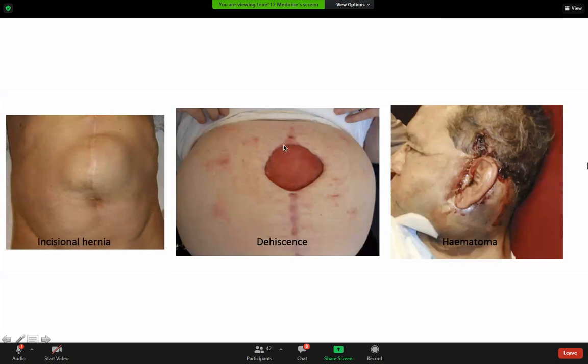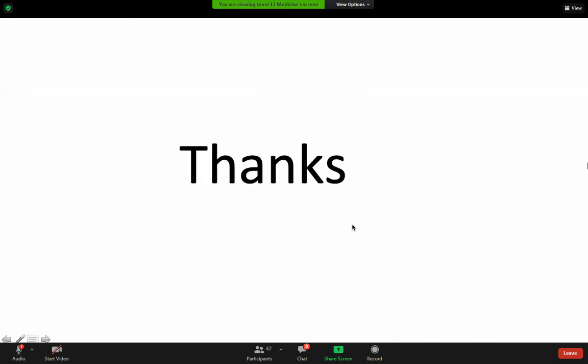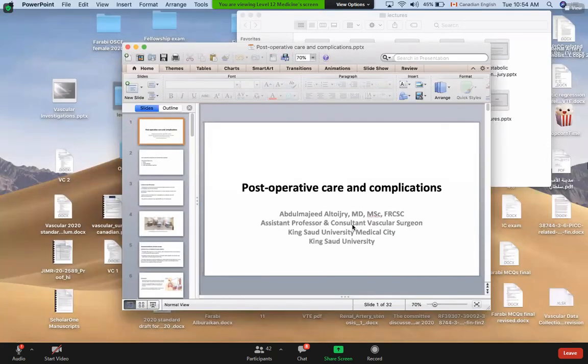Here there is a dehiscence. And here there is a hematoma after a neck and ear surgery. There's a contracture after a burn. There's a keloid and hypertrophic scar. Any questions?